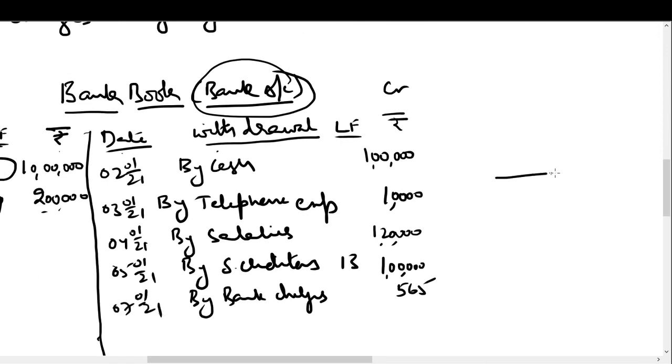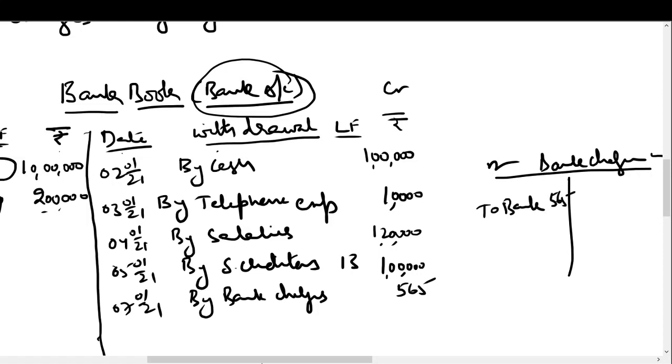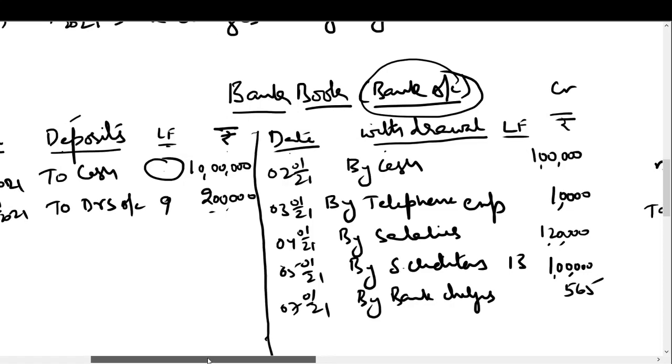Now what should I do? I should go to bank charges account. And I should write to bank here on the debit side, 565 rupees. So this is how I post it in my bank charges account.